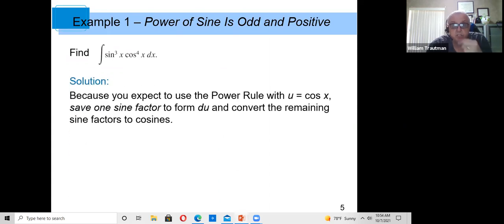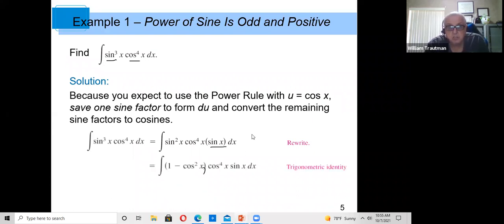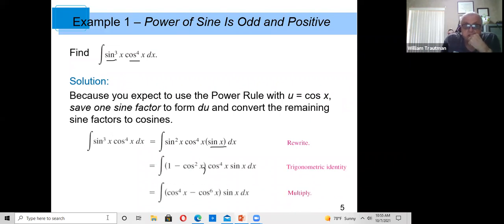When I hit next. And here's where they started. They brought that sine out. Everything else is going to be one less, everything's the same. Then they converted the sine squared x to 1 minus cosine.